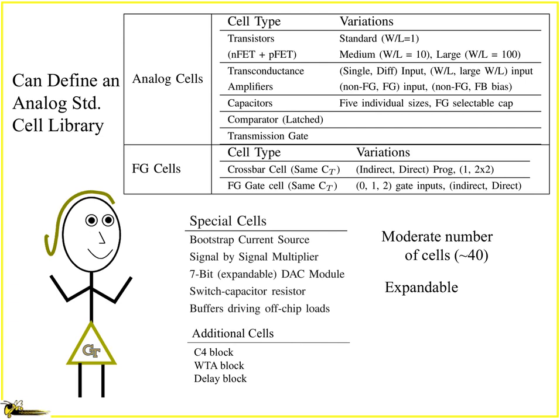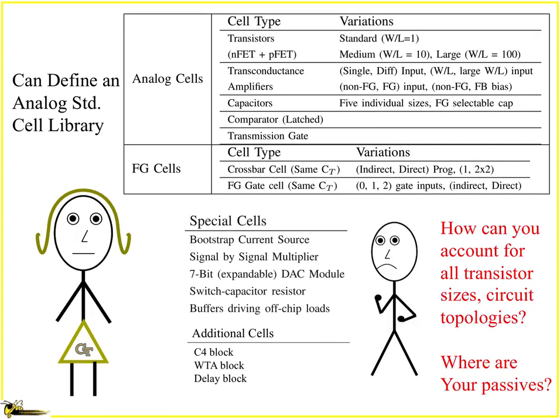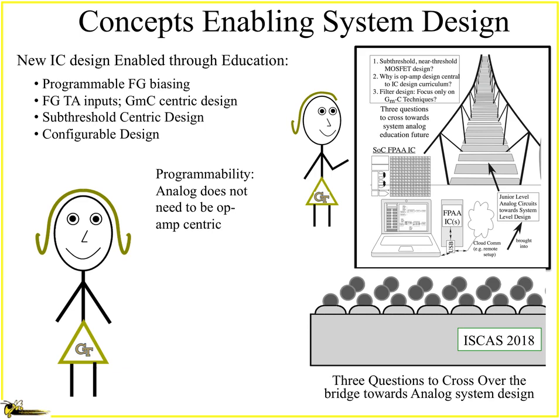And as a moderate number of cells, we could certainly have more, but this is an expandable starting point. And so intellectually, this seems to be the right place. And the next question is, well, how on earth can you account for all the transistor sizes, circuit topologies? Where are your passives? You can't possibly do analog design without this. And that begins to set us into a much larger question.